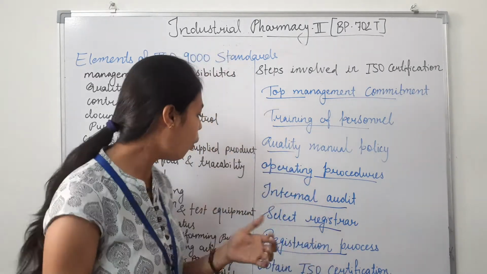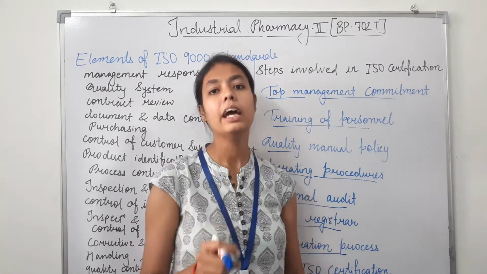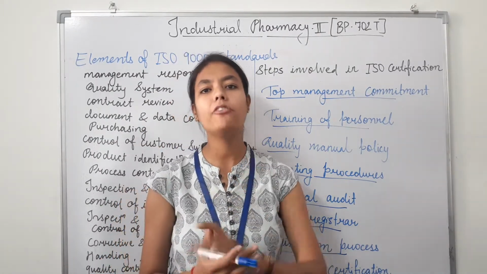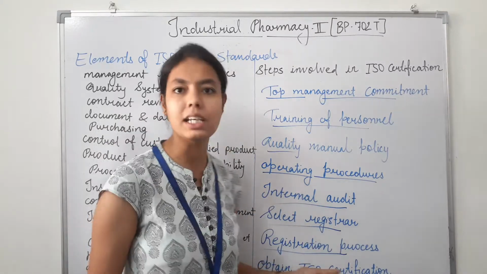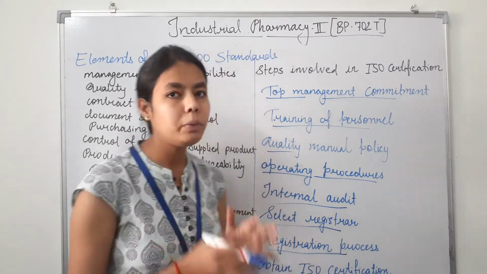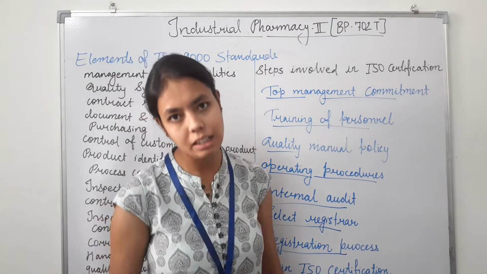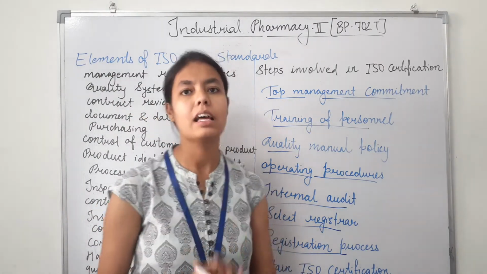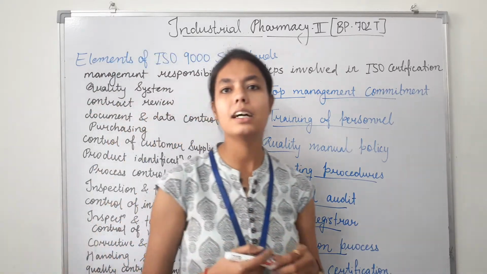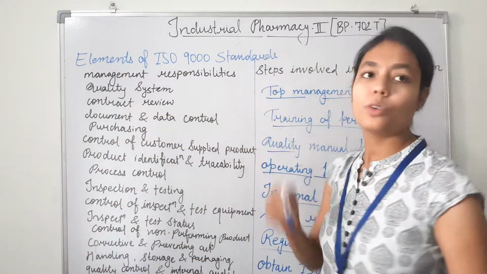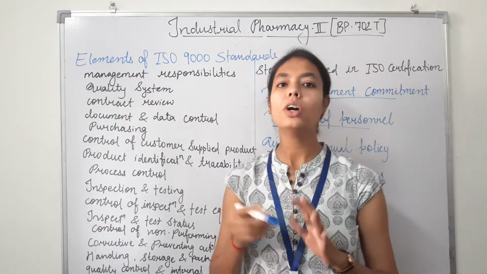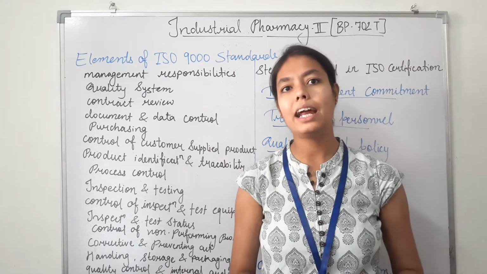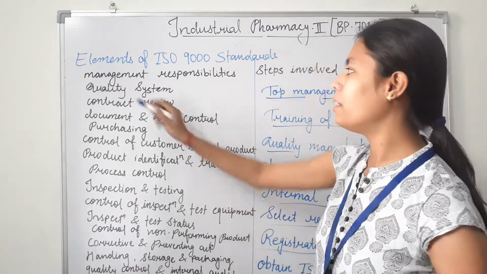Ultimately we have to hold an internal audit, then select the registrar for the external audit, then go through the registration process. After that we will obtain an ISO 9000 certification for our product or for our services. After this, let's discuss the elements of the ISO 9000 series standard. So these are the various elements of the ISO 9000 series standards. Let's discuss one by one.